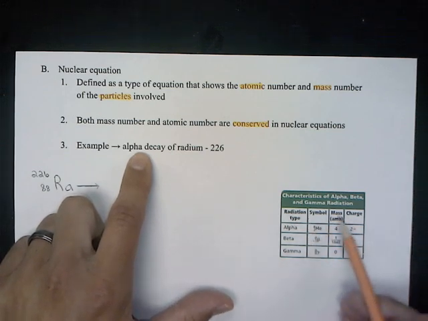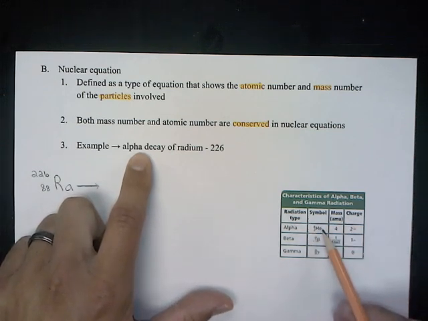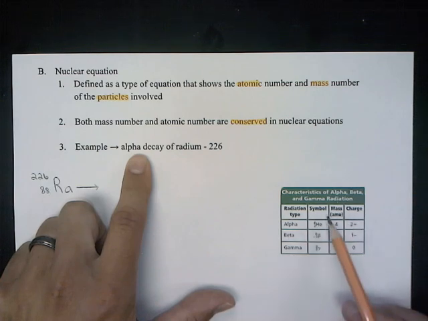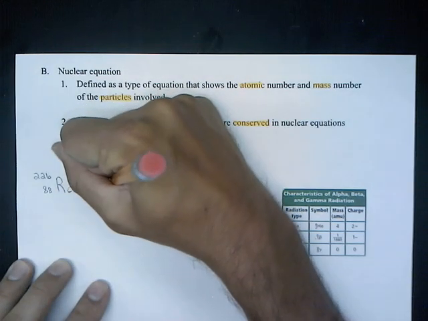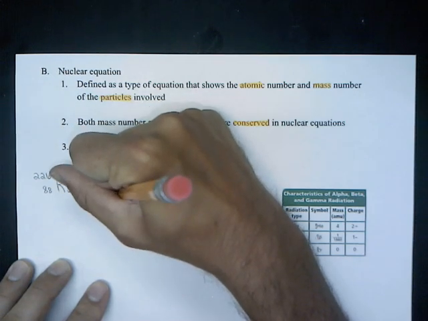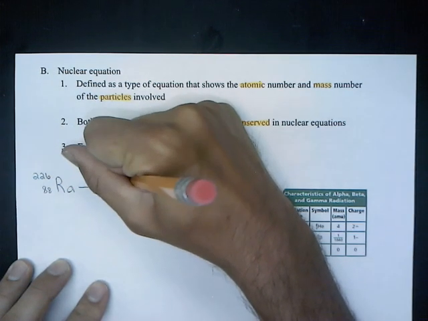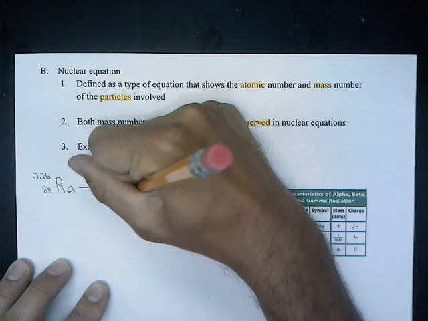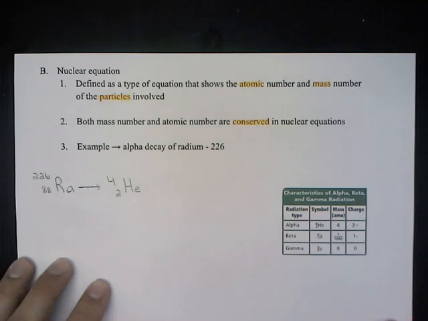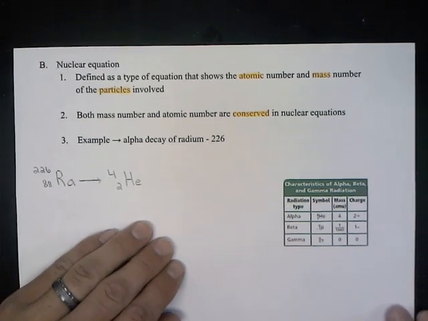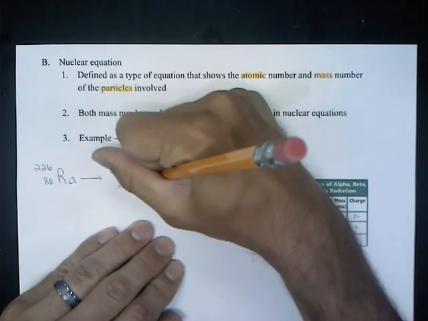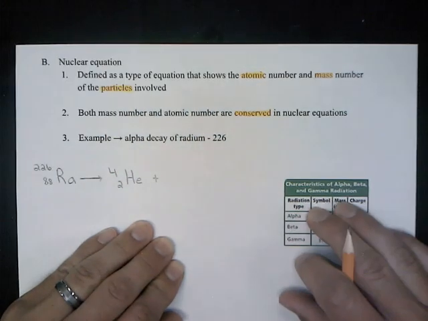Now, if we take a look at this chart down here, we can see that the symbol for alpha radiation looks exactly like this. An atomic mass of 4, an atomic number of 2, and we write that He, just like we saw on the previous page. Now, what we need to figure out is, what did radium decay to?